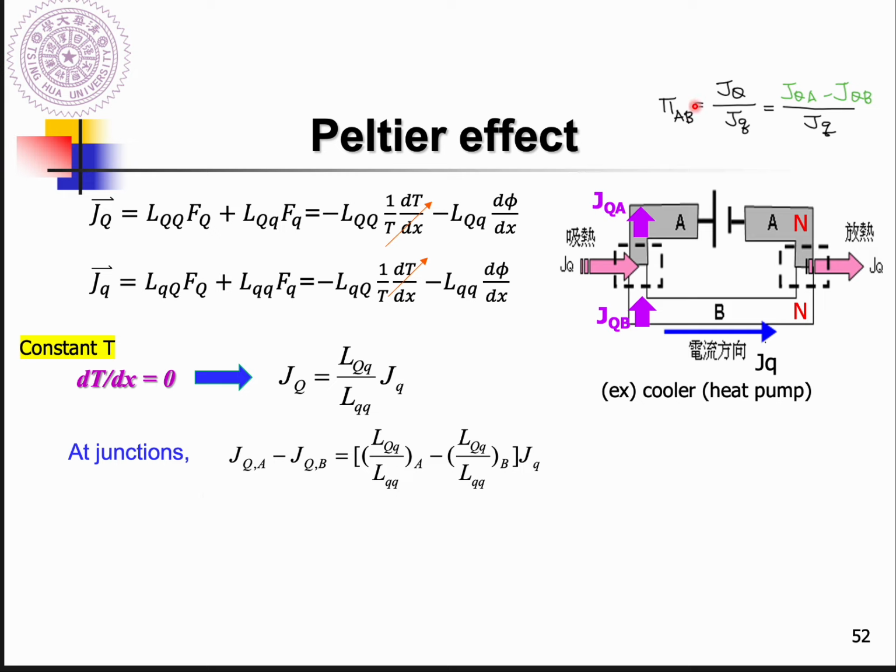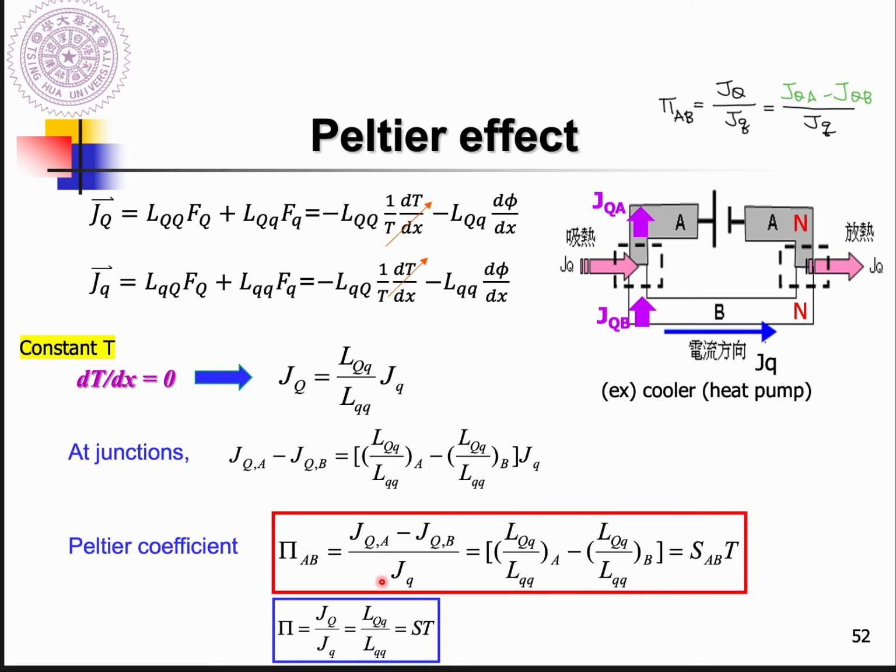And in order to know the Peltier coefficient, it is J capital Q, which is JQA minus JQB, divided by the electrical current. So we get this term minus this term. And what's this term? If you check the previous line, the coupling coefficient divided by L small q is actually S T, the Seebeck coefficient times absolute temperature.